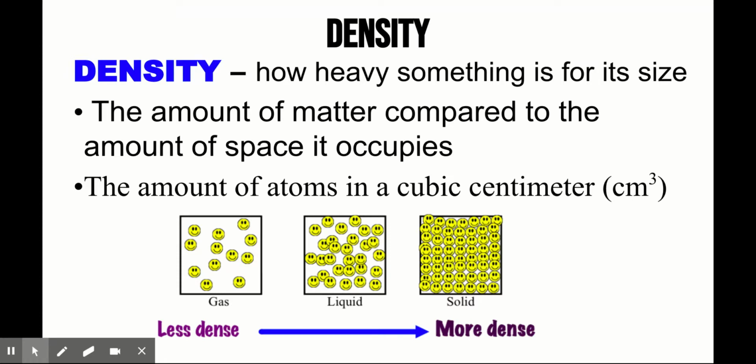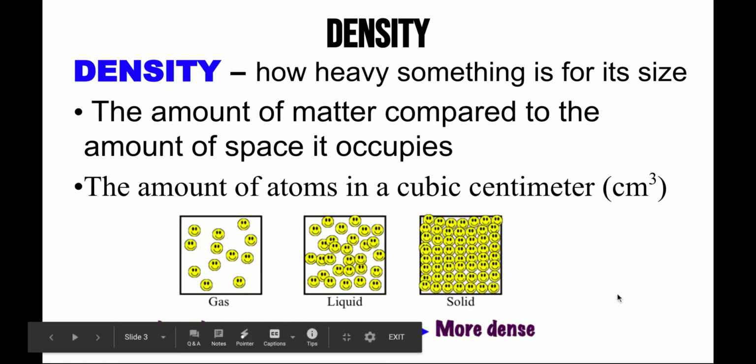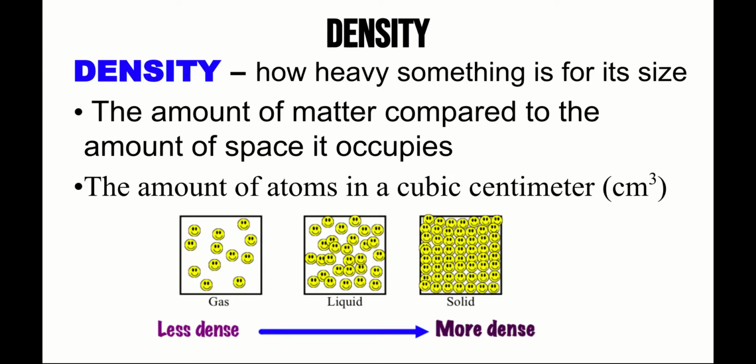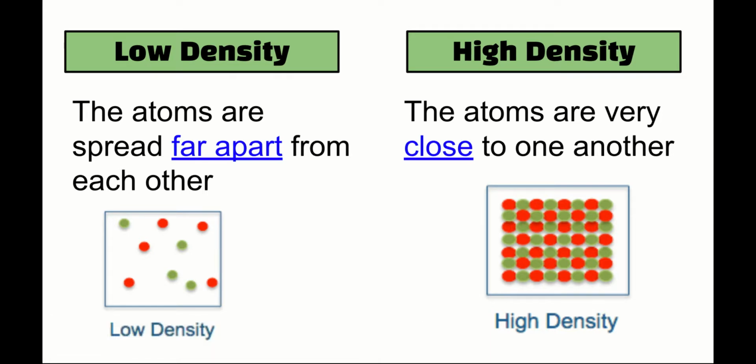So if you look at this image here, we have the same volume, the same square moving up, and yet we have more and more smiley faces as we move towards the solid phase. The solid phase is more dense because you have more matter per volume. So if we're looking at an object that has low density, the atoms are going to be spread really far apart from each other relative to the volume that's enclosing it. Whereas if an object has high density, the atoms are going to be really close together and tightly packed into that same volume.